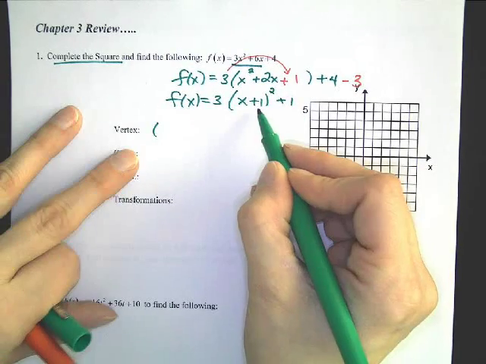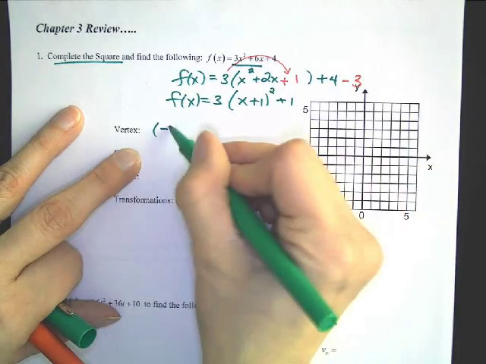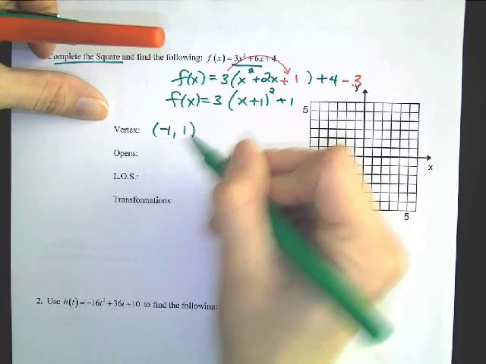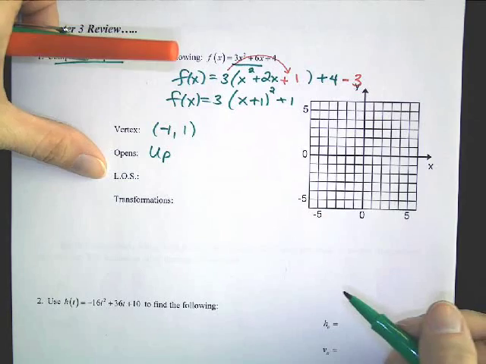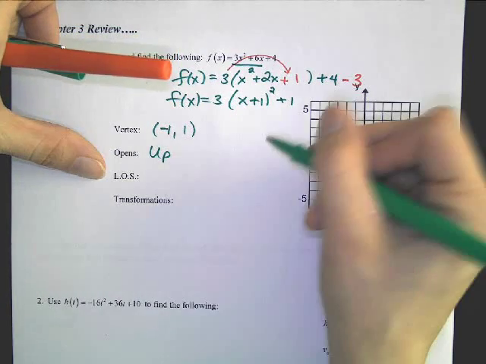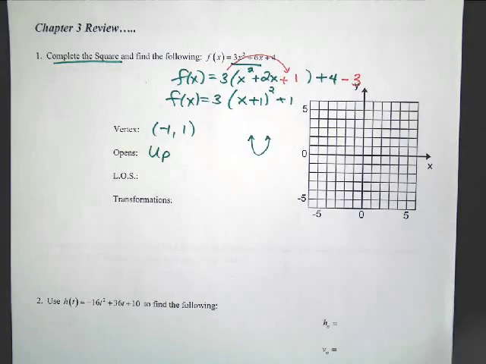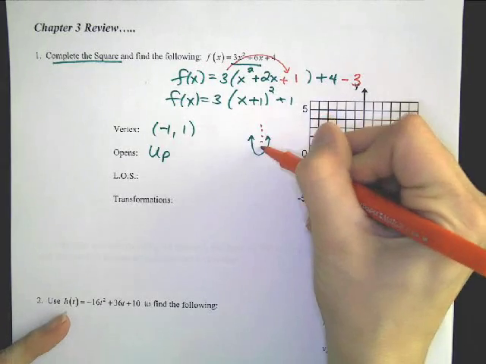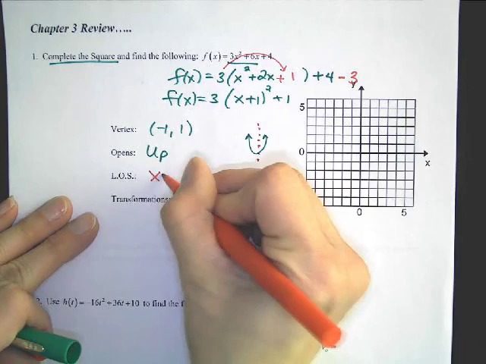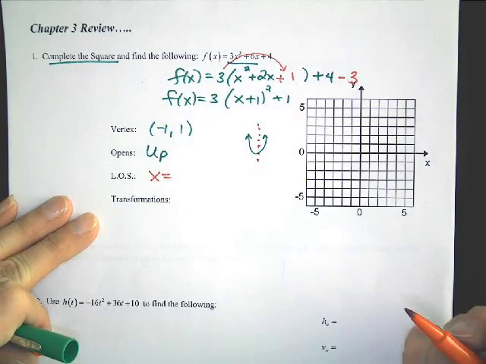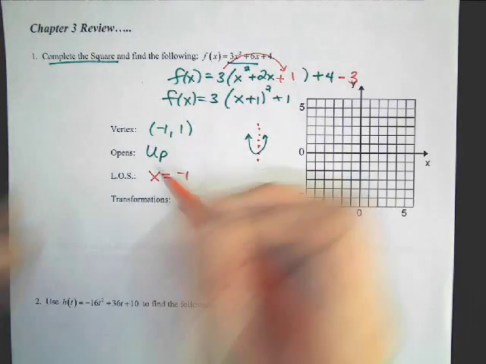So the vertex, -1, comma 1. This graph opens up. Line of symmetry. When you have a parabola opening up, there's always going to be a vertical line. That's a vertical line at x equals, yeah, you just take the x number, -1.